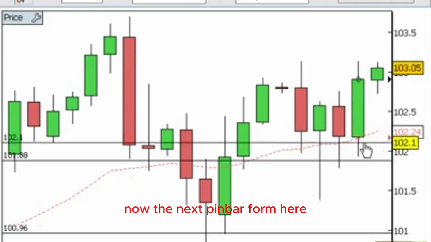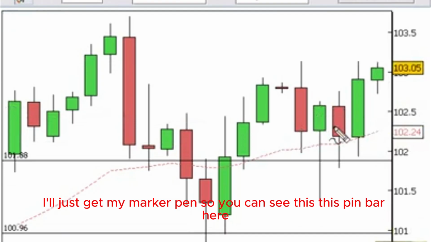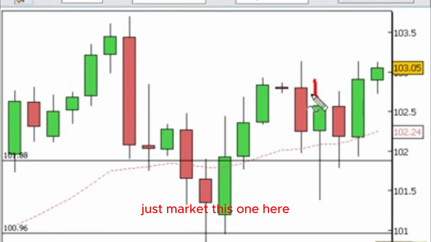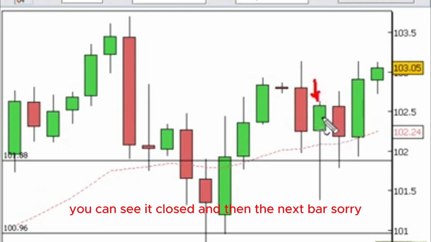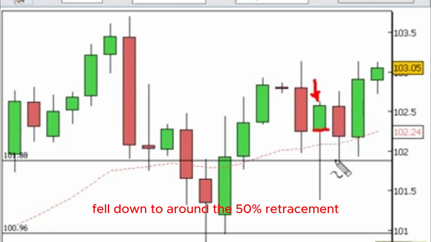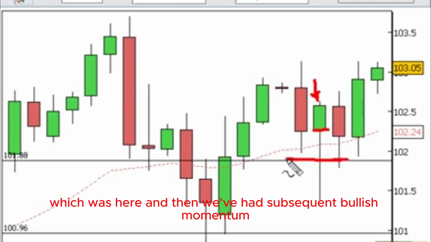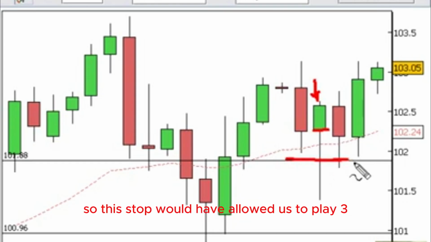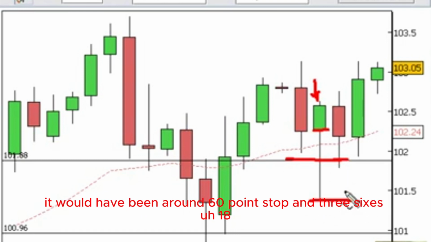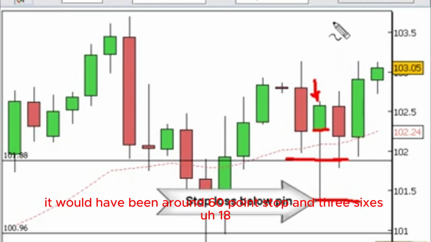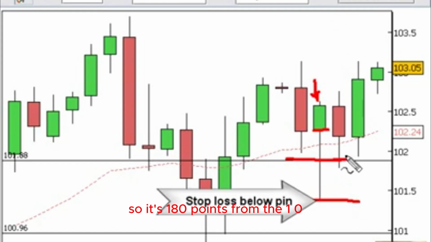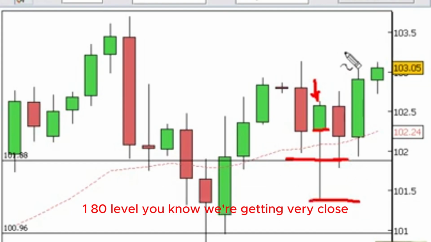Now, the next pin bar formed here, I'll just get my marker pen so you can see this. This pin bar here. You can see it closed, and then the next bar fell down to around the 50% retracement, which was here, and then we've had subsequent bullish momentum. So this stop would have allowed us to play a 3 to 1 risk reward with ease. It would have been around a 60-point stop, and 3 sixes are 18, so it's 180 points. From the 101.80 level, we're getting very close.